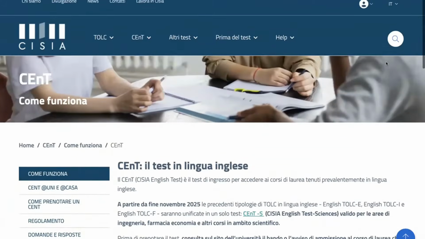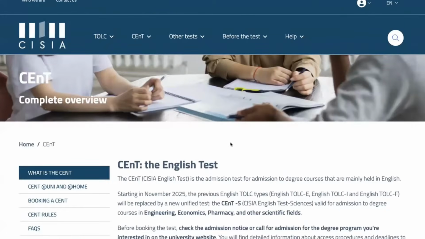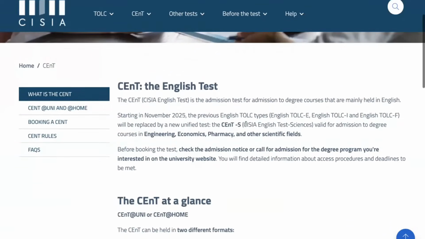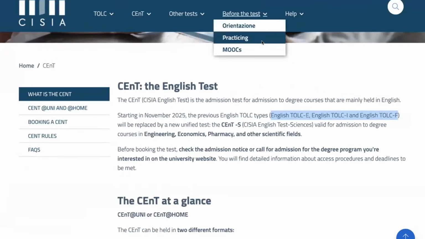And let me translate it into English. Let me see if we can do it. Okay, perfect. So they are telling that CEnT is the new unified test of Cisia in English. Basically, it's designed for international students who want to apply for English-taught programs, right? And CEnT is the combination of 3 exams. So here are the previous 3 exams: English TOLC-I, English TOLC-F, and English TOLC-E.